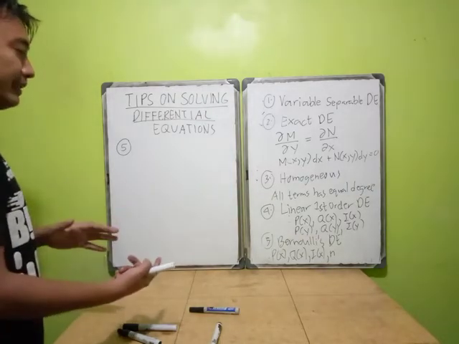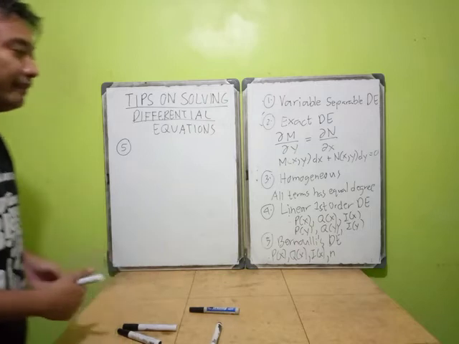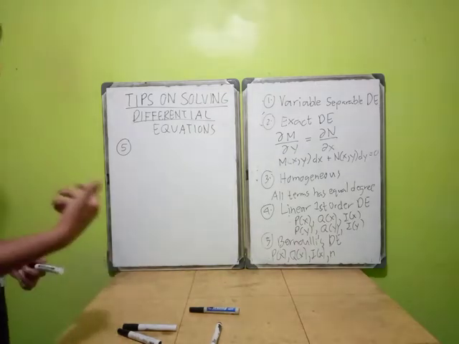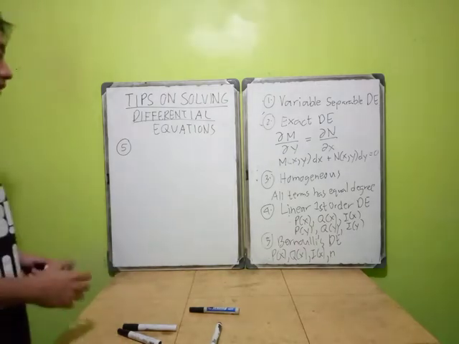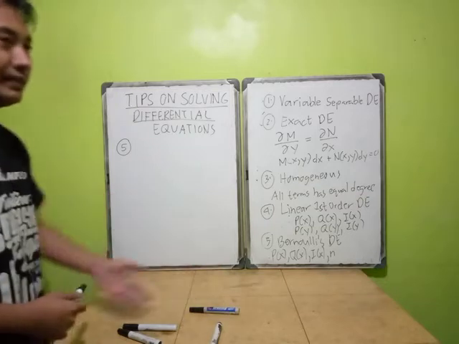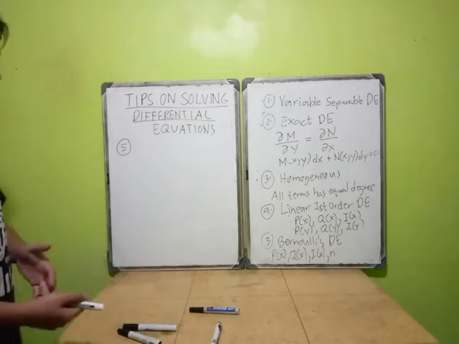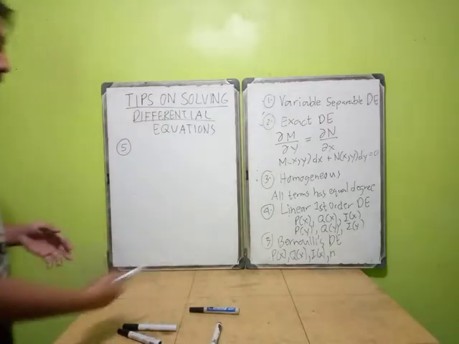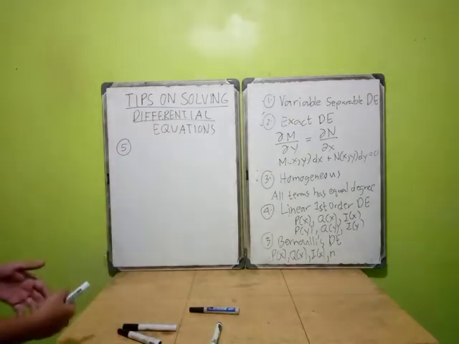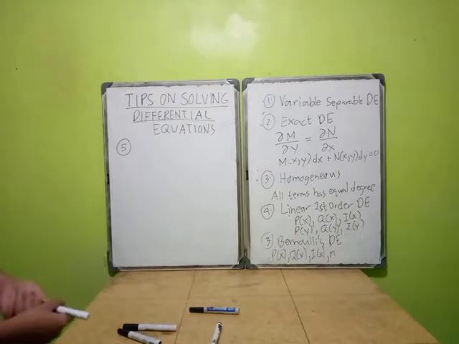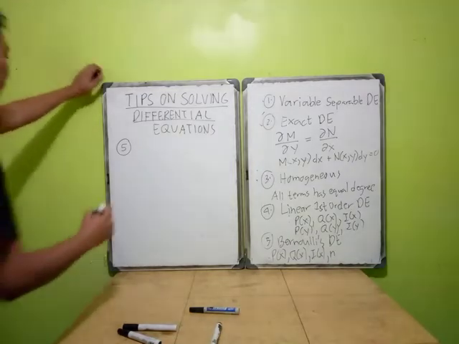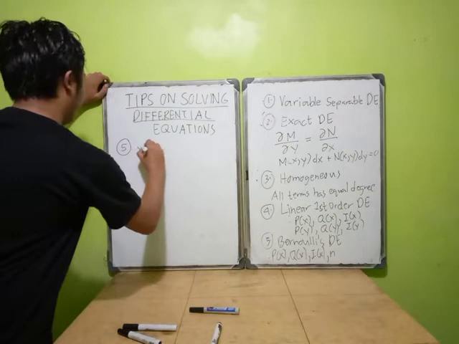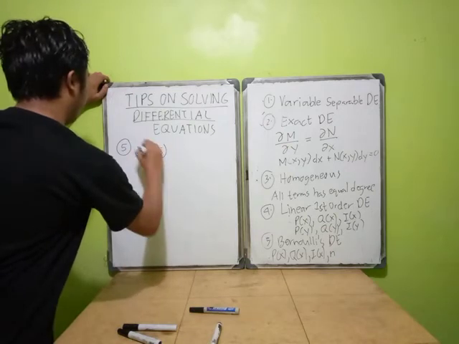If it is not homogeneous, try again if it is a linear first order DE, or if it can be solved by integrating factors. If not, maybe it is Bernoulli's DE. And the last case scenario, the sixth, which is not written here, is the substitution methods. Okay, so maybe let's have another example, para mas matutuhan natin.